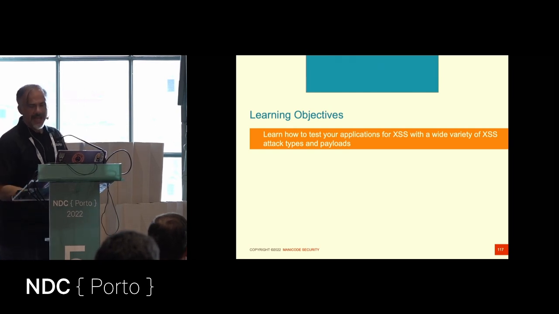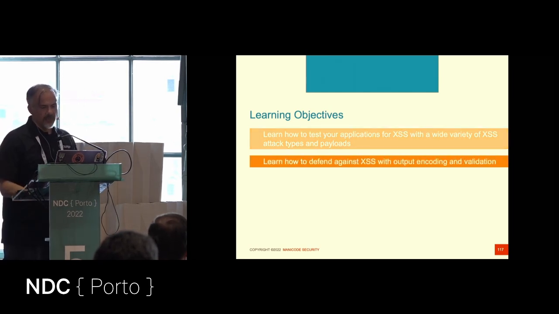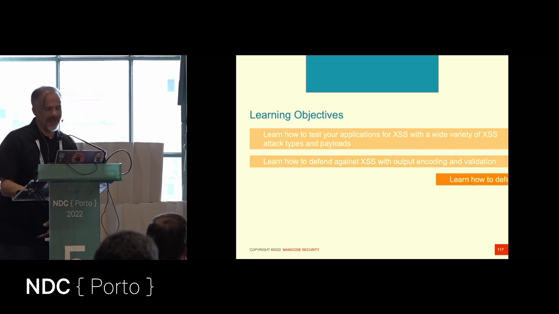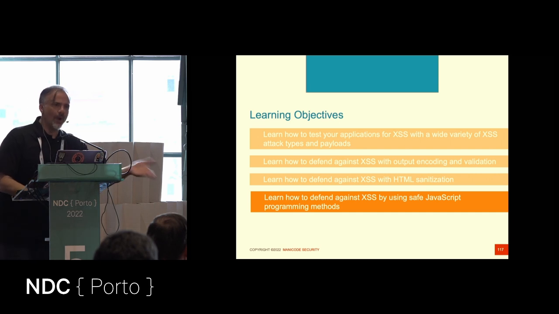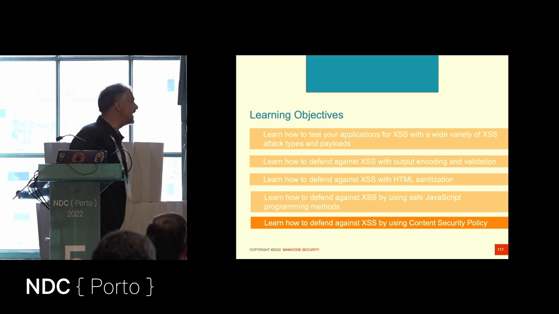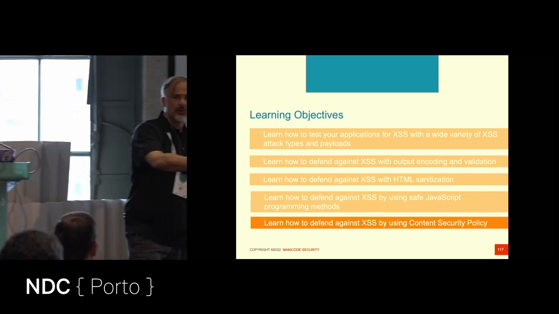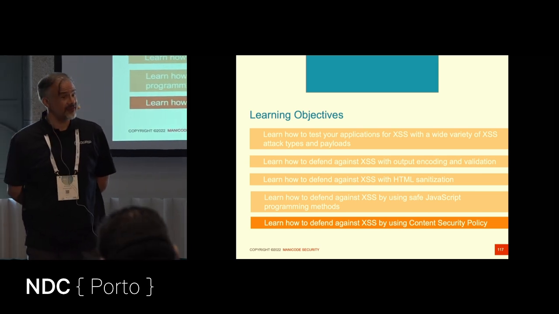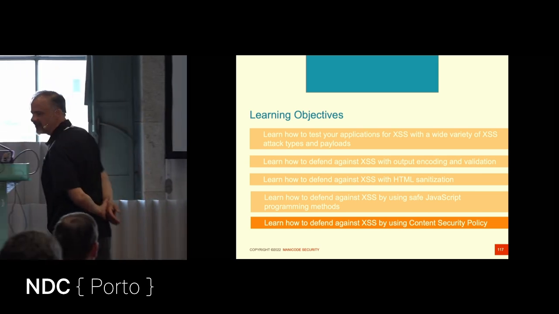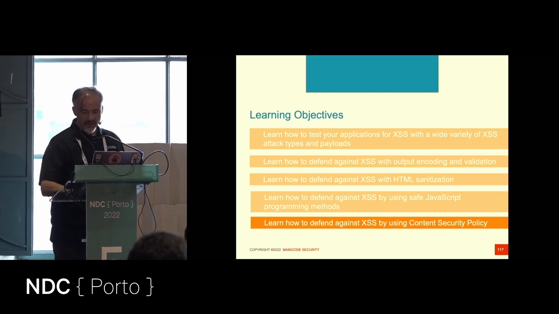We talked about how to test for cross-site scripting. We looked at output encoding, input validation for URLs, HTML sanitization, what is safe in JavaScript and some of our frameworks, and last, we looked at content security policy 3.0 and the new trusted types initiative, giving you a complete discourse on what XSS defense is today and what the state of the art is today.